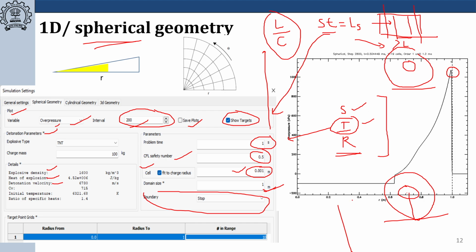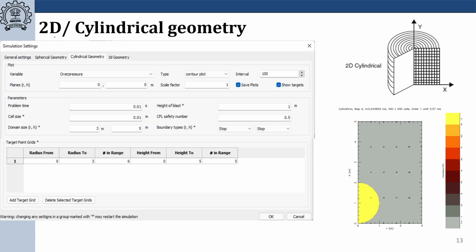Coming to the 2-dimensional geometry, the cylindrical geometry option. Similar to your spherical geometry, you have the plot variables and all. You can keep the things the same. And here the planes option will be available. The planes option will tell you at what point or what cross-section plane you will be observing your data in the graphical user interface. Say if I use 1 meter by 1 meter, it will be showing only this portion, not these other locations. So you should be careful about what you want to see.